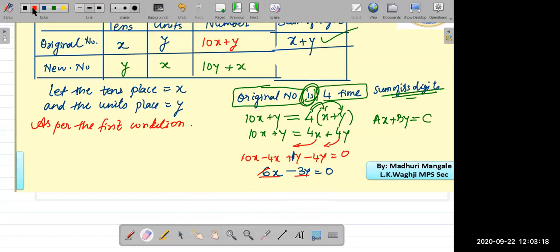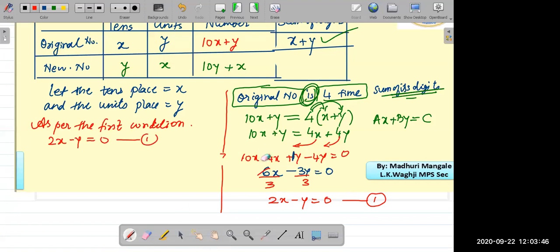The common factor over here, both the numbers are divisible by 3. Great students, thank you. And we are reducing the equation. So this would be 2x minus y equals to 0. That is the first equation. So I hope you understand the working. For the first equation, we got it to be 2x minus y equals to 0. It is equation 1. Great.